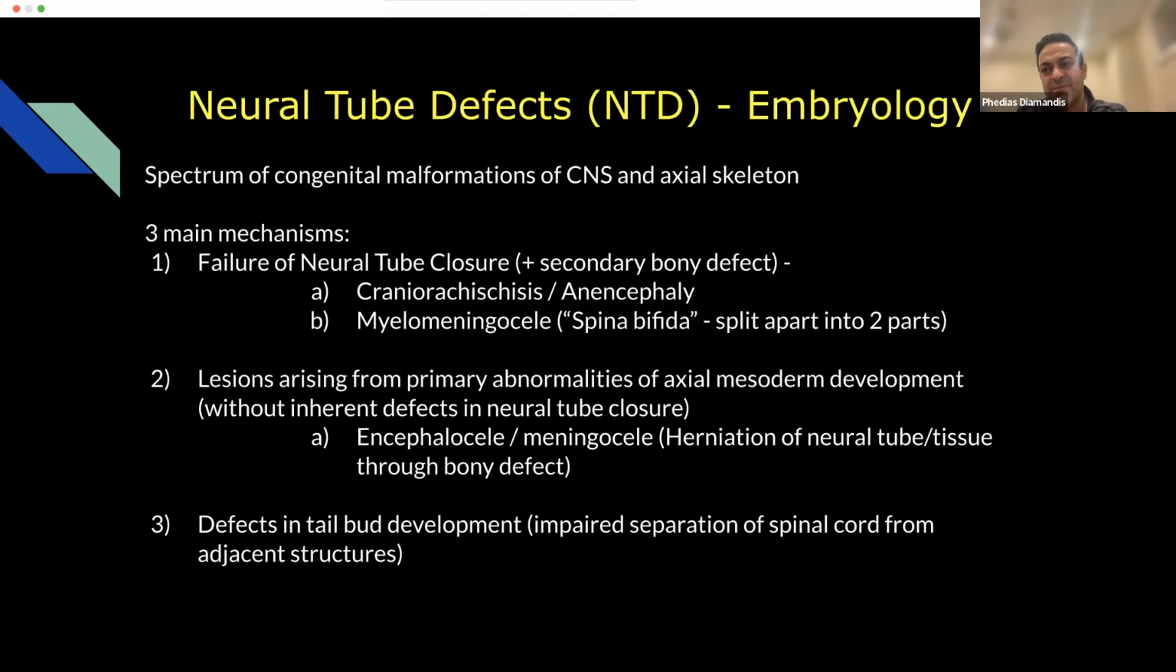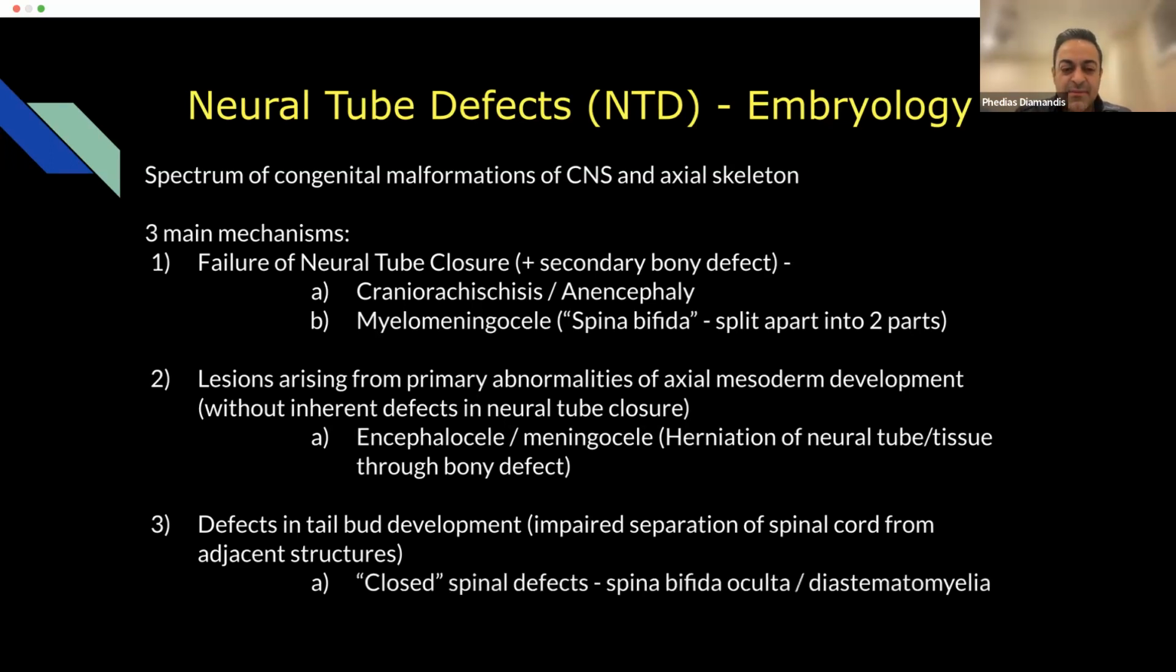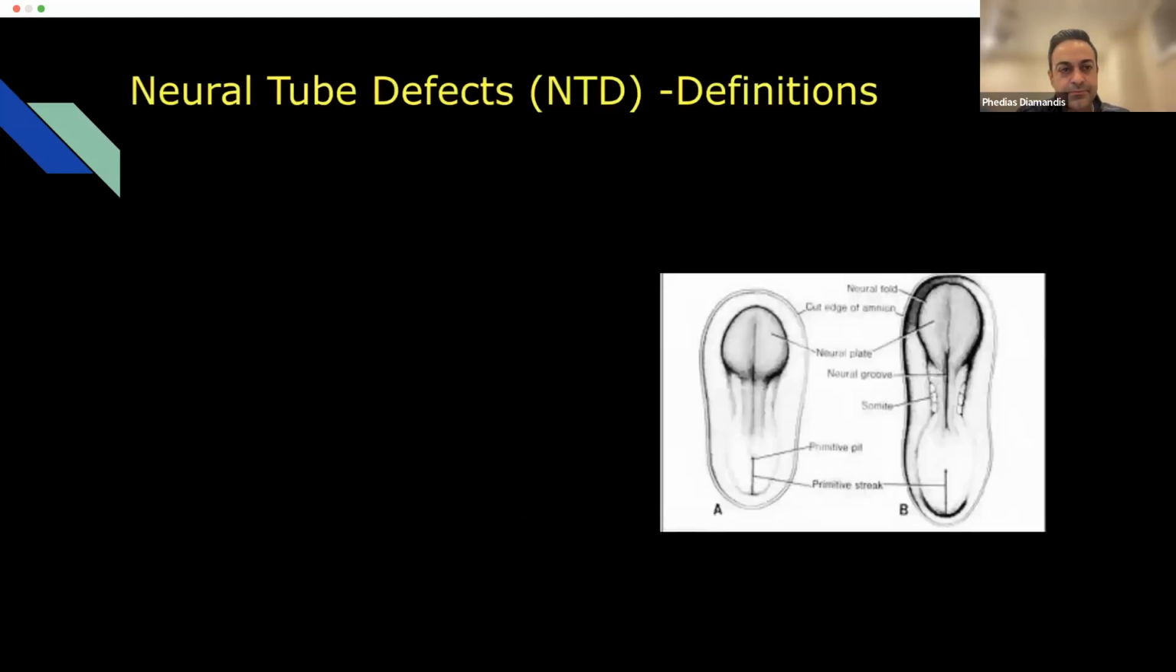This is really disorders of secondary neurulation. We'll get to what that means. But these are called closed spinal defects, spina bifida occulta, diastematomyelia. These are more minor and subtle disorders, some of which may be asymptomatic in life. But these are, in fact, three distinct neurodevelopmental processes that we'll talk about today that will hopefully help you compartmentalize this large number of new terms in a fairly easy to remember fashion.